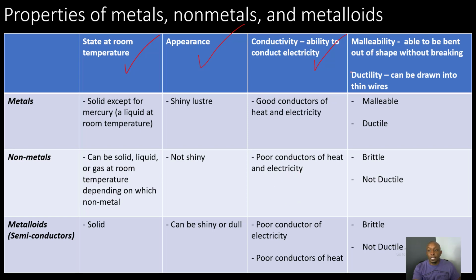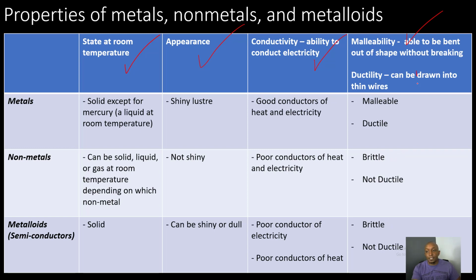And then we move on to malleability, and that's an element's ability to be bent out of shape without breaking. If you notice, metals are very malleable, just like aluminum and copper, and we use those to wire our homes because we actually can bend those without them breaking. But if you notice, non-metals are brittle. That means they can break very easily if we try to bend them. And so are metalloids. Metalloids are brittle as well.